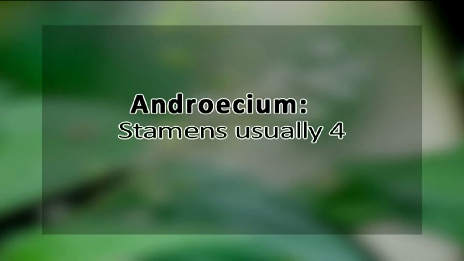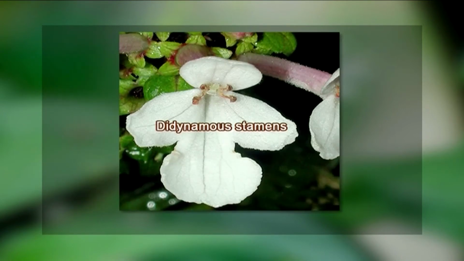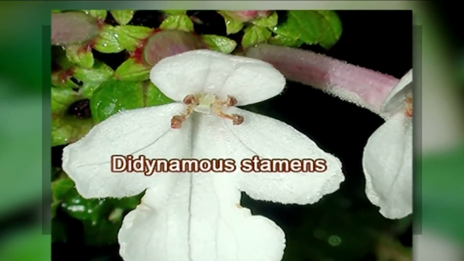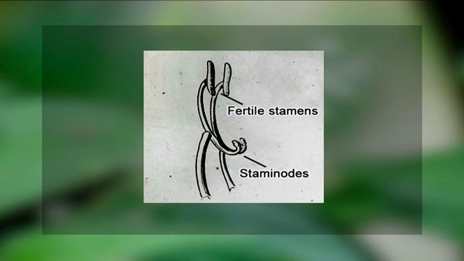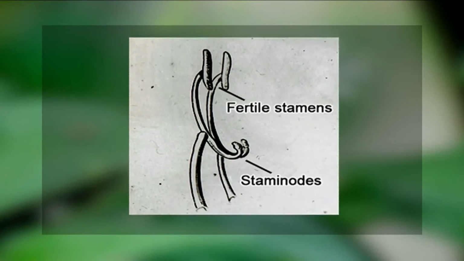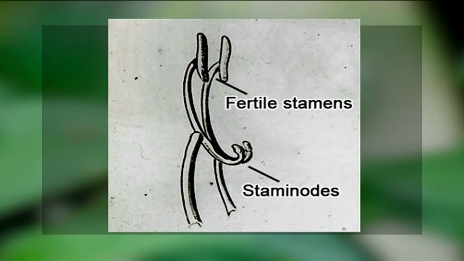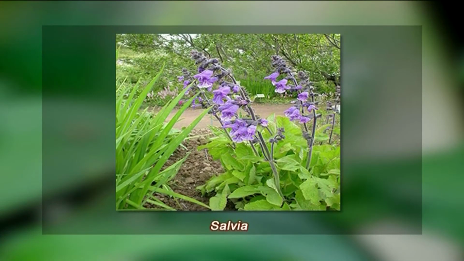Now the male part of the flower, that is androecium. It comprises stamens which are usually 4 in number. Again, the androecium shows an arrangement called didynamous, and sometimes it can be reduced into 2 fertile stamens and 2 staminodes. The common occurrence of these 2 fertile stamens and 2 staminodes is in salvia.